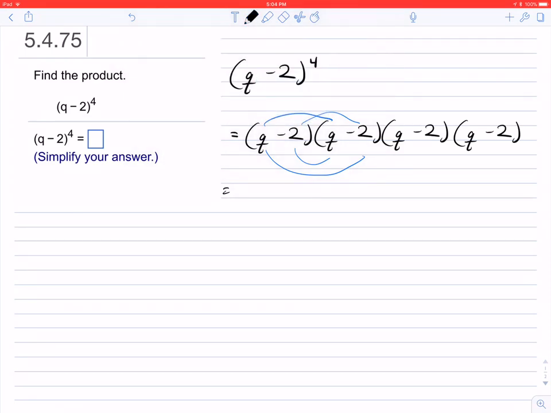First times first is going to be q squared. Outer times outer is going to be minus 2q. Inner times inner is minus 2q. So we'll have minus 4q. And then last times last is plus 4. Since it's twice, we're going to get that answer repeated.